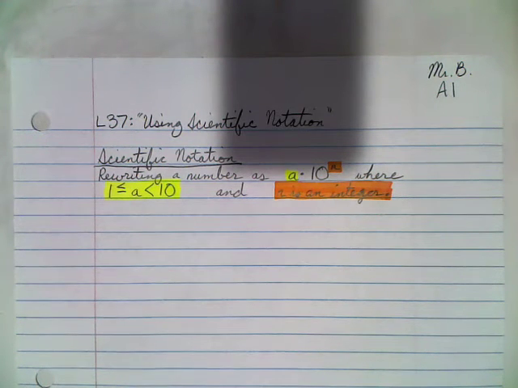Ladies and gentlemen, scientific notation is a way of rewriting a number as a times 10 to the power of n, where 1 is less than or equal to a, but less than 10, and n is an integer. So, ladies and gentlemen, there are two parts to scientific notation that we see here in the definition.